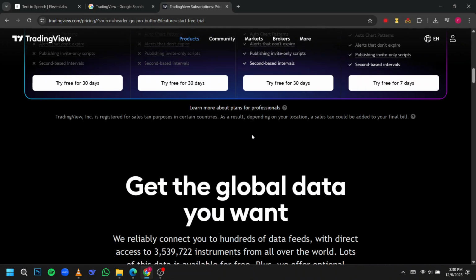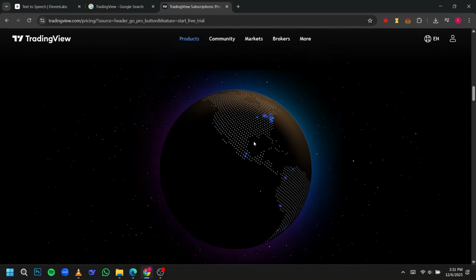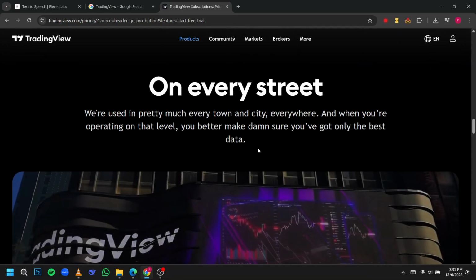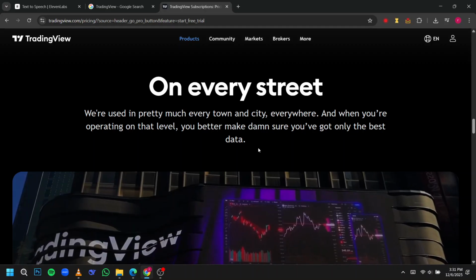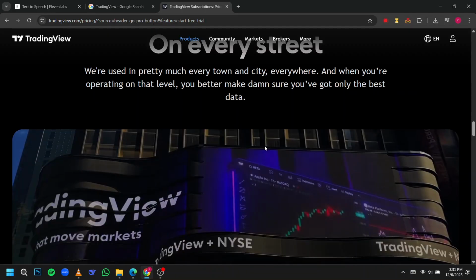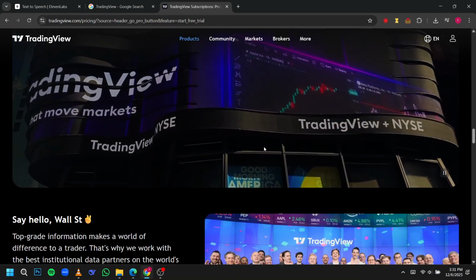Here are the pros: extremely clean and user-friendly UI, best-in-class charting tools, cloud syncing across all devices, a strong global community for idea sharing, and highly customizable alerts. And the cons: the free plan is quite limited, broker integration doesn't support everyone, and the most advanced automation or backtesting tools require higher tier paid plans.